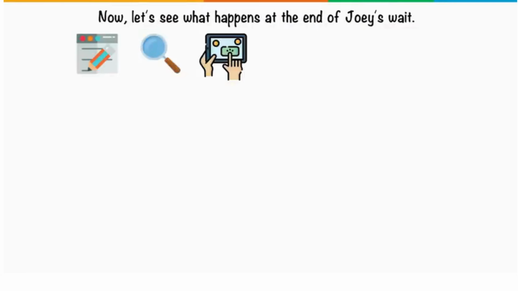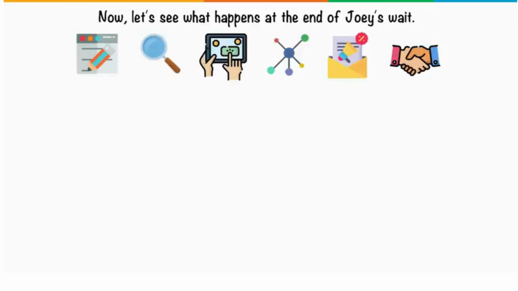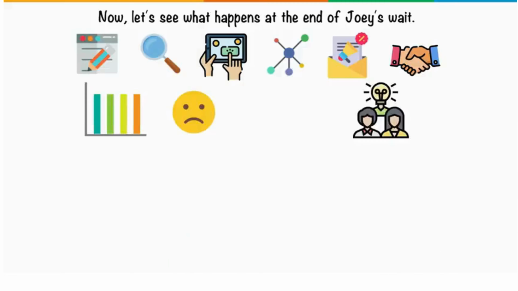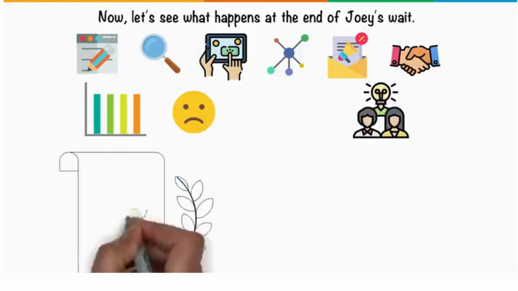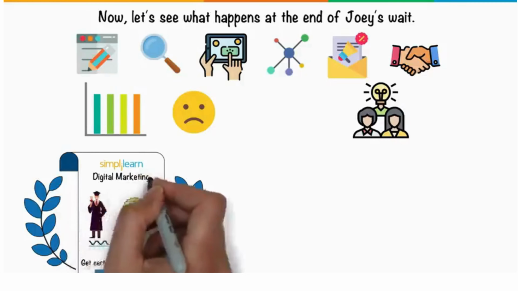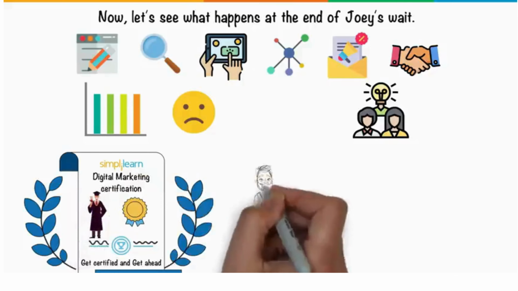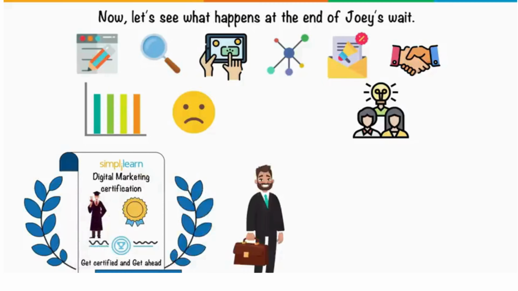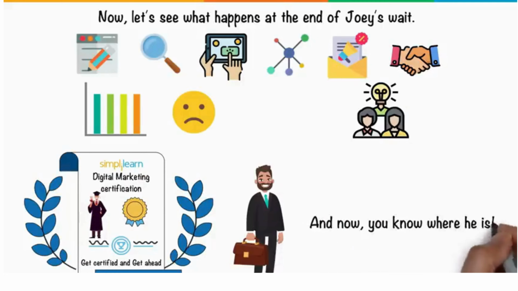Although Joey had worked really hard on each of these forms of digital marketing, he only had moderate success. That's when Joey realized he had to gain more knowledge and experience. So he decided to get certified and get ahead in his career with the help of Simplified. He took up Simplified's digital marketing certification and got the skills and training he needed to become an expert digital marketer. And now, you know where he is.